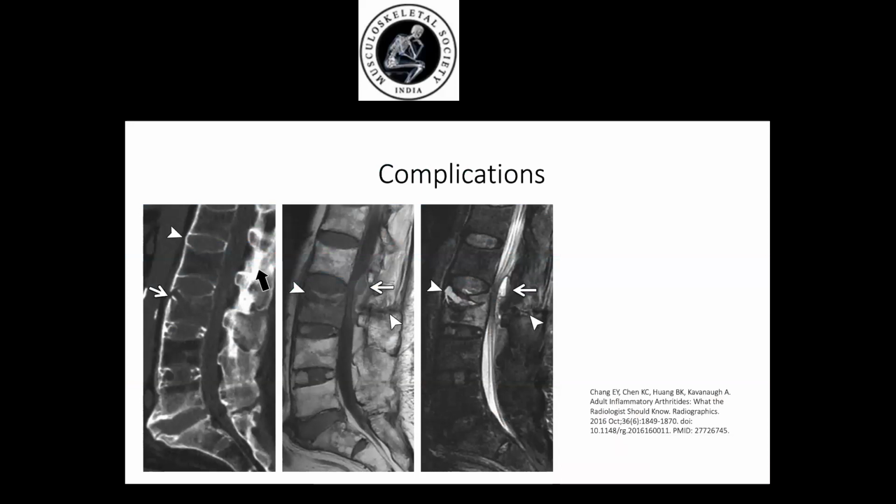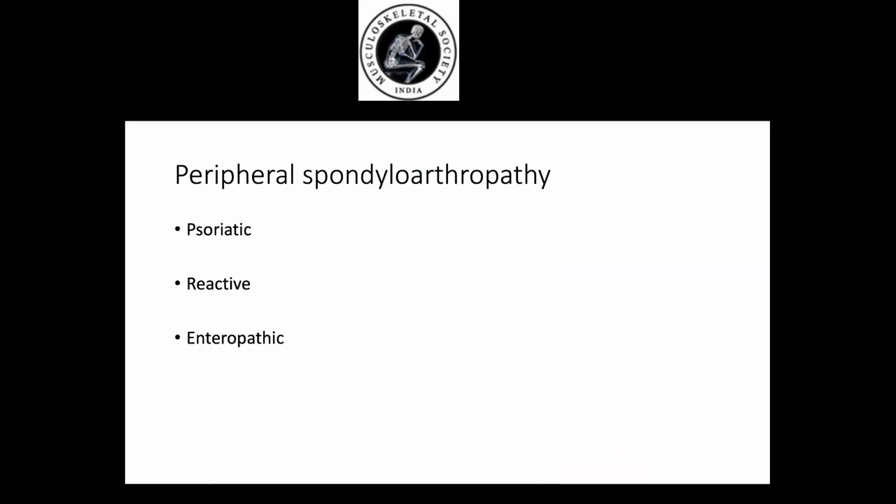Again, going on to complications, very helpful. CT is very helpful in identifying fractures, for which these patients are prone because of the rigidity of the spine. And MR contributes by showing the presence of hematoma, spinal canal stenosis, and cauda equina compression here.